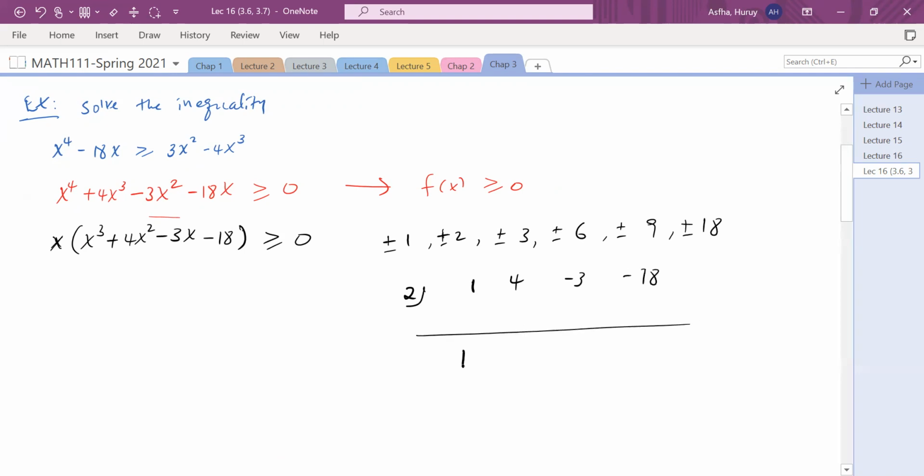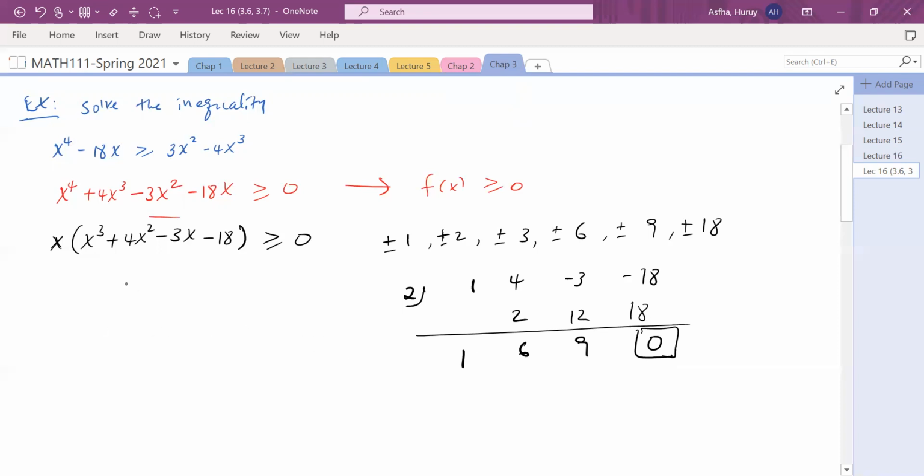and we have 1. 2 times 1 is 2, add this 2, we get 6. 2 times 6 is 12. Add this, we have 9. 2 times 9 is 18. And if we add these 2, we get 0, and that's the remainder. And these are the coefficients of the quotient, okay?